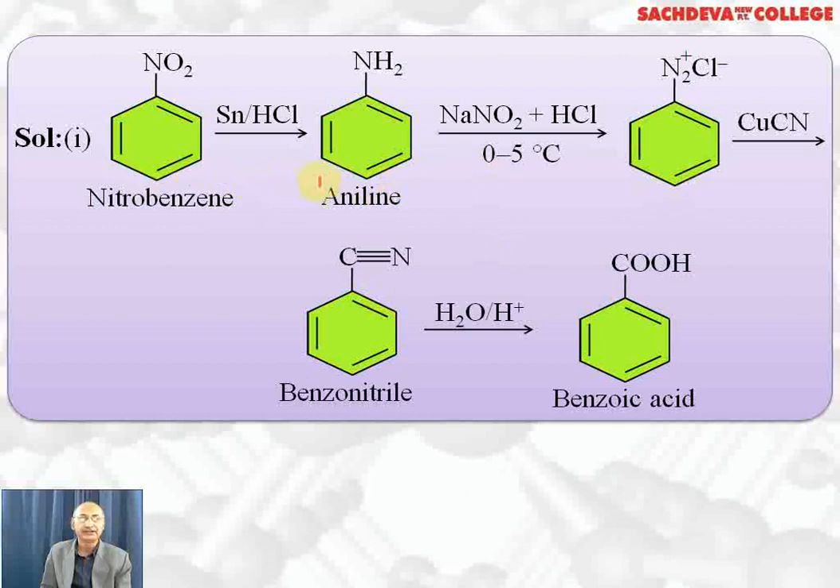So nitrobenzene is reduced to get aniline, which on diazotization at 0 to 5 degrees centigrade gives benzene diazonium chloride. With CuCN, it undergoes Sandmeyer reaction to give benzonitrile. On acidic hydrolysis, we get benzoic acid.